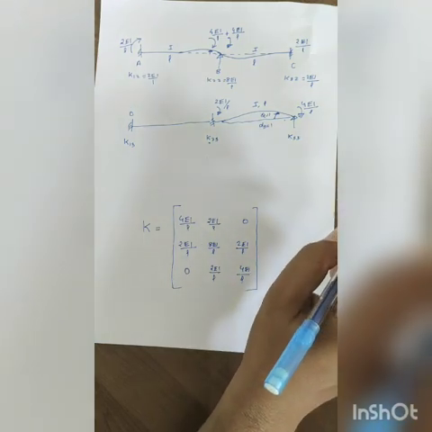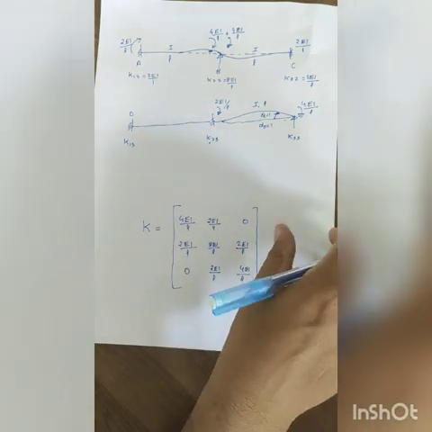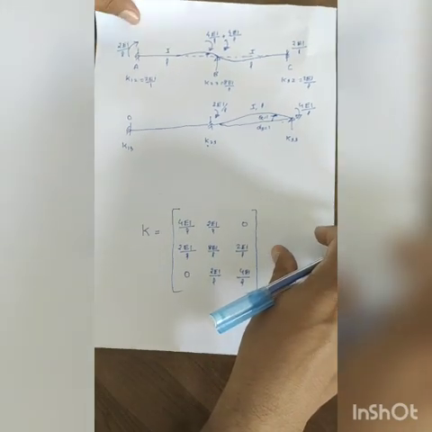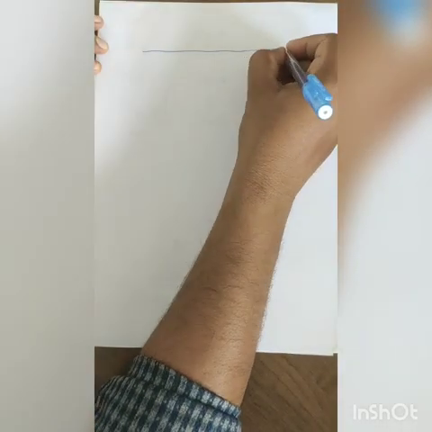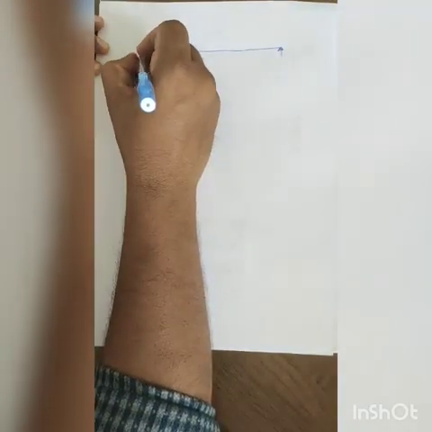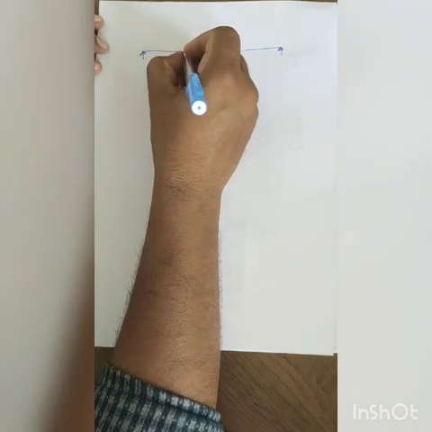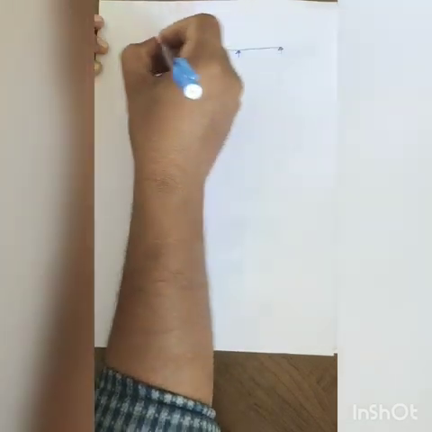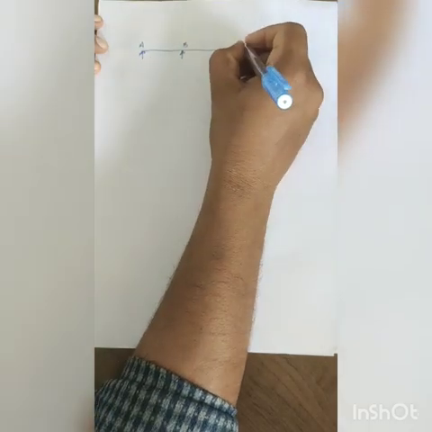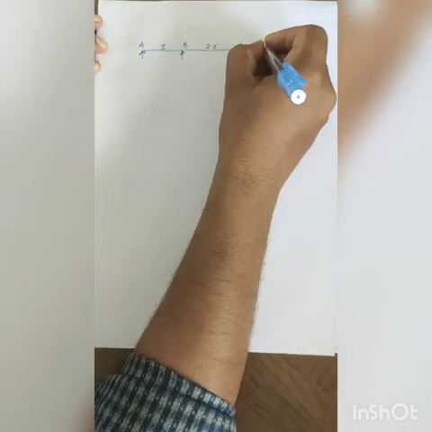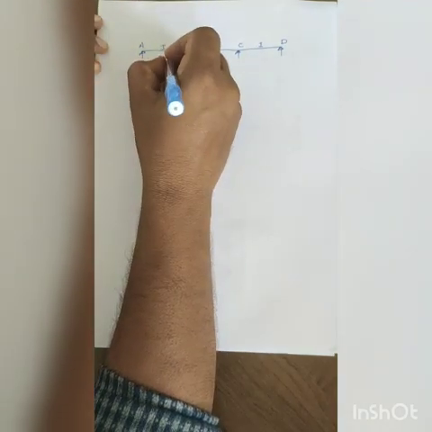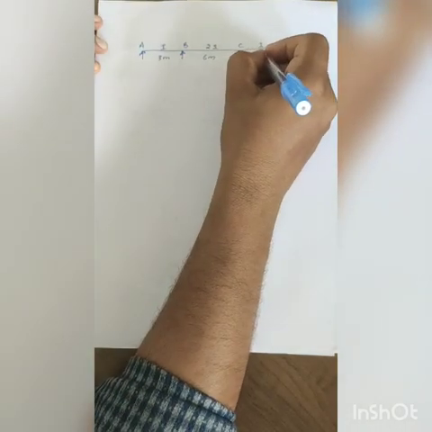Now I am going to do one more problem so that it will be much more clear for you. So let me take a new problem. This is the next problem that I am going to discuss. This is a 3-span continuous beam A, B, C, D, with moments of inertia I, 2I, and spans of 3 meter, 6 meter and 3 meter.